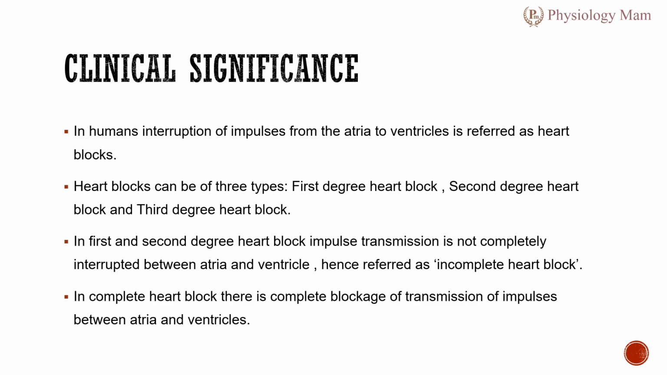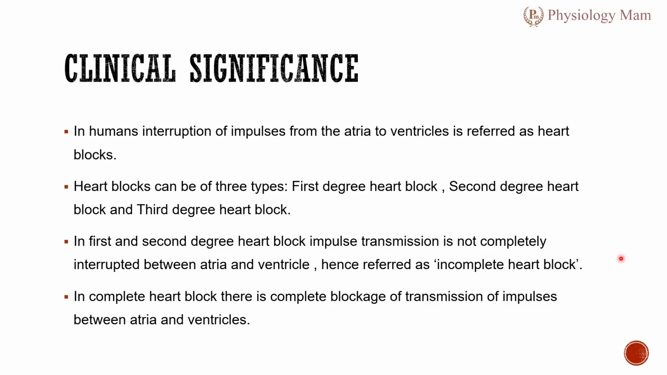Now when you come to the clinical significance, in the human heart, the SA node acts as the primary pacemaker. So in humans also, when there is interruption of impulses, either from the pacemaker or from the atria to the ventricles, we refer to them as heart blocks. Heart blocks can be of 3 types: first degree, second degree and third degree heart blocks.